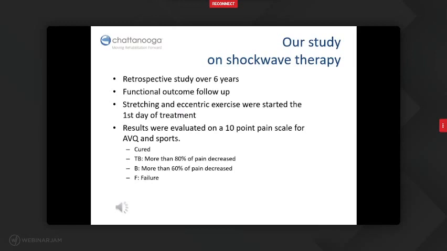We have 4 groups. First one is cured. Second is very good results, more than 80% of pain decreased. Third is more than 60% of pain decrease, good results. And after that, the fourth one is failure.